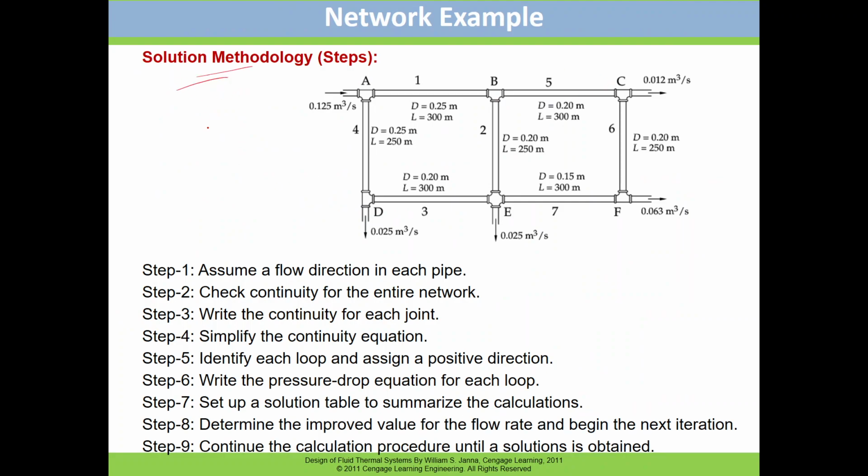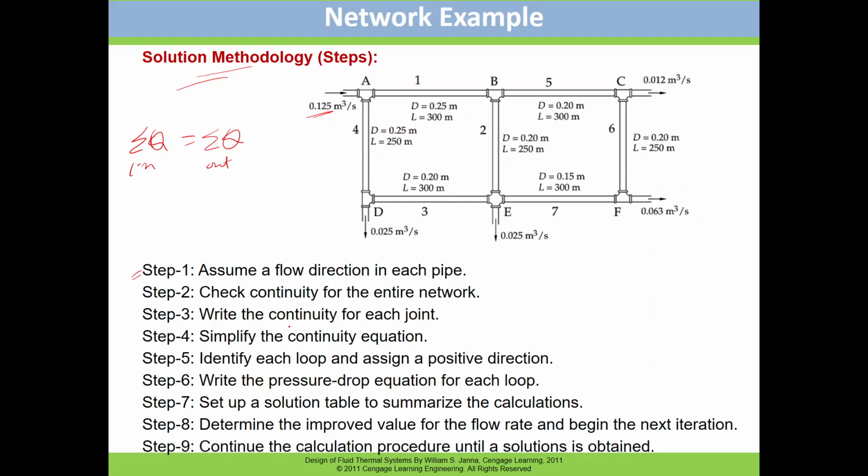So how do we do this then? These are the steps that we need to follow. Step number one is that first of all we need to assume the direction of the flow in each element. So this will be our assumption. Check the continuity for the entire network, that is how much is the flow in and how much is the net flow out. The flow in should be equal to the flow out.